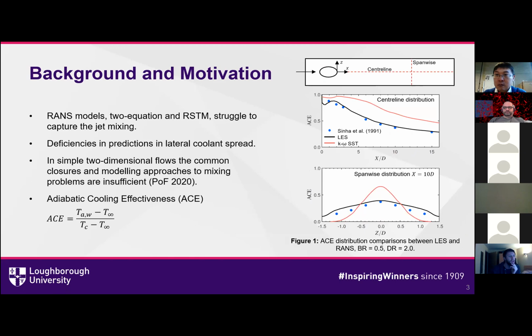On the right, you can see some figures that were produced that compare some LES data to a k-omega SST model for a low blowing ratio jet. And you can see here that the k-omega SST model, firstly, fails to predict the centerline components of the cooling effectiveness across a surface. But more importantly, it doesn't predict this lateral coolant spread that is very important for assessing these flows and drives a lot of the overall cooling effectiveness.